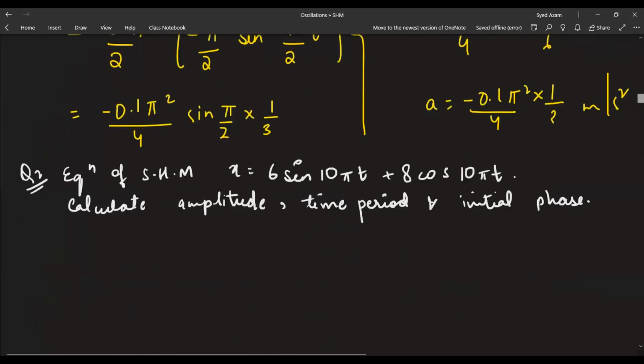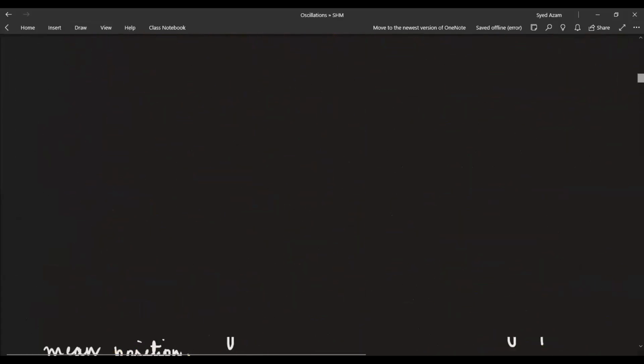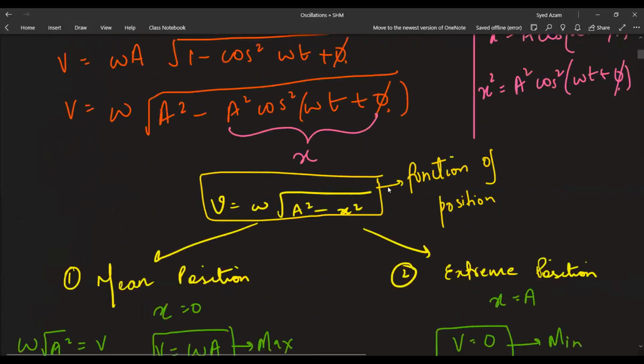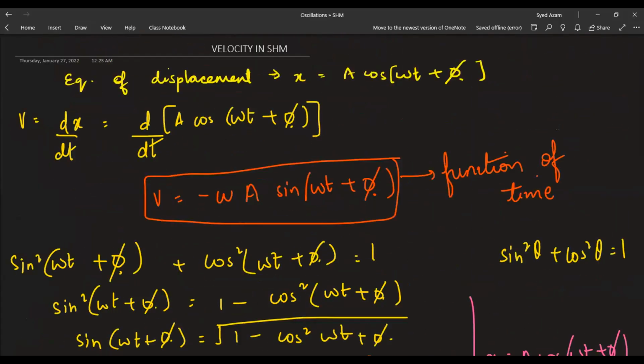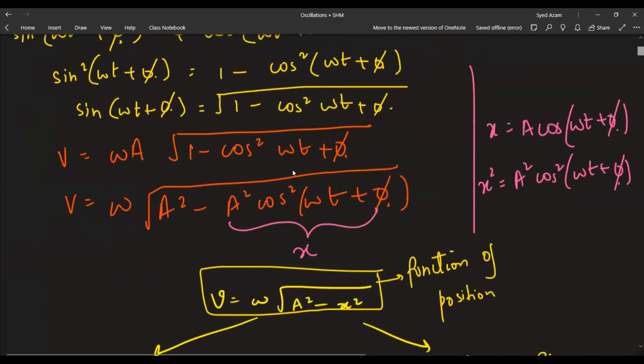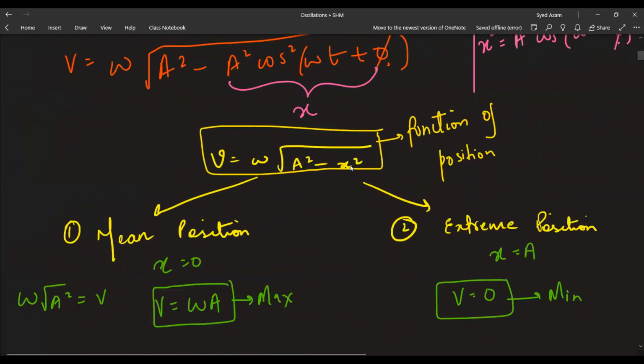Velocity and displacement equation. Displacement was done, now velocity and acceleration. So velocity as a function of time is minus omega a sine omega t plus phi naught. As a function of position, it is omega under root a square minus x square.